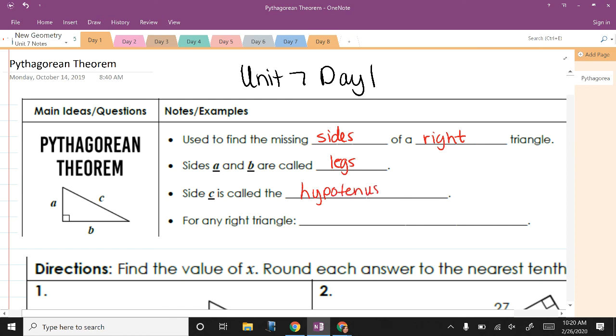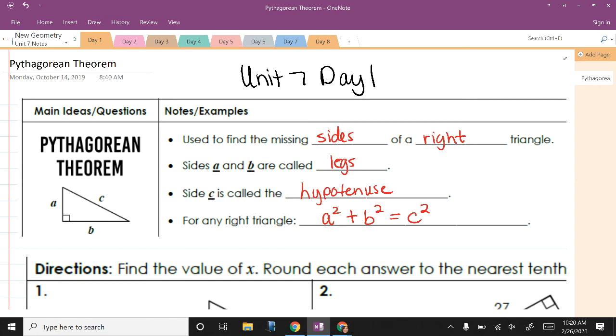Hypotenuse. So the longest side of a right triangle is the hypotenuse. And for any right triangle, we can say the sum of the squares of the lengths of the legs equals the square of the hypotenuse, abbreviated as a squared plus b squared equals c squared.